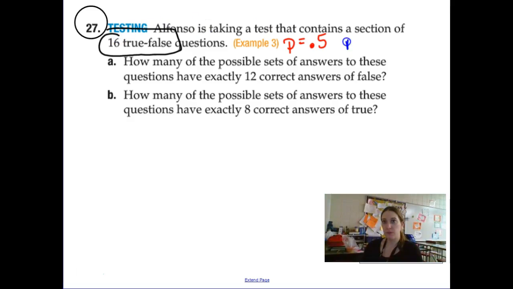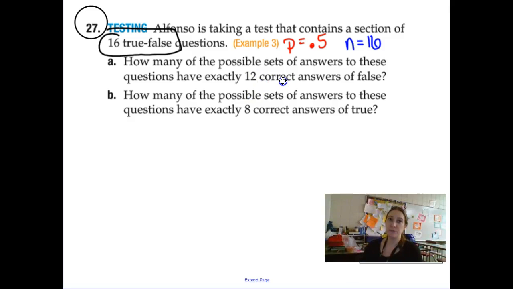16 questions, so the number of trials, if you want to think of it that way, is 16. And the question is, how many of the possible sets of answers to these questions have exactly 12 correct answers that are false? Okay, so it doesn't matter true, false, because it's a 50-50 shot for both of them.